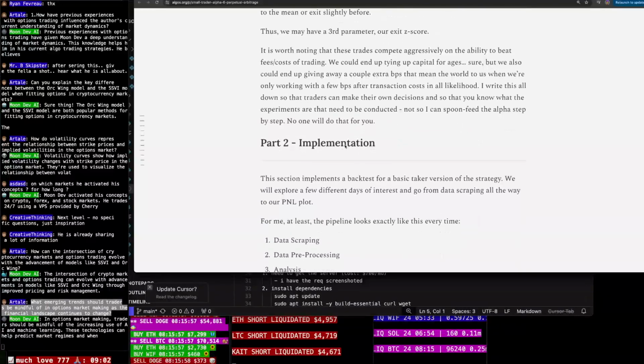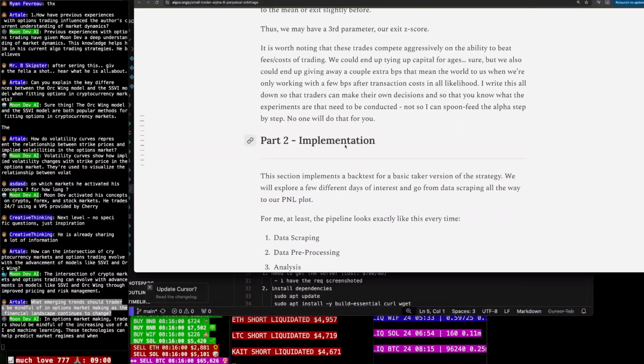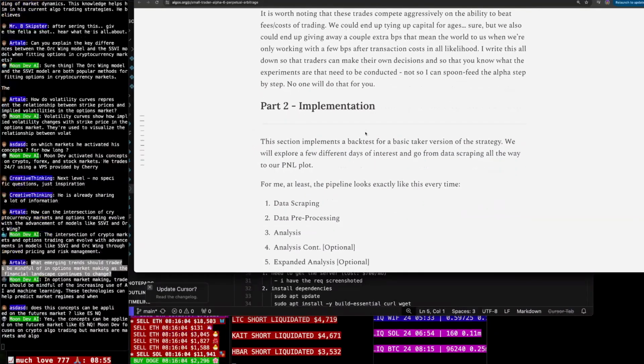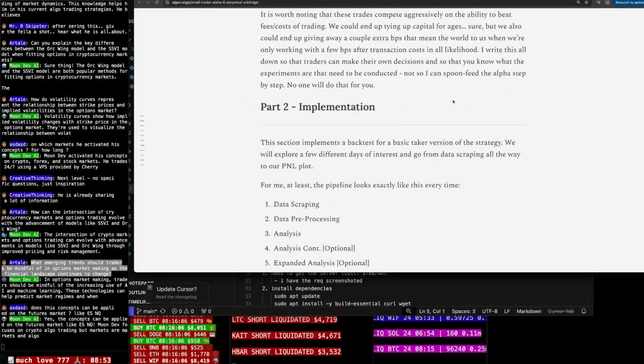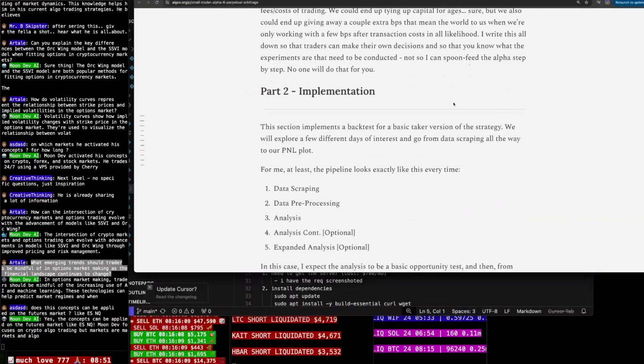can make their own decisions, and so that you know what the experiments are that are needed to be conducted. Not so I can spoon feed the alpha step by step. No one will do that for you.